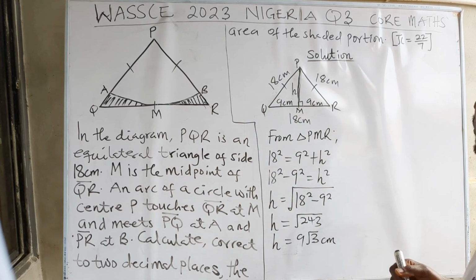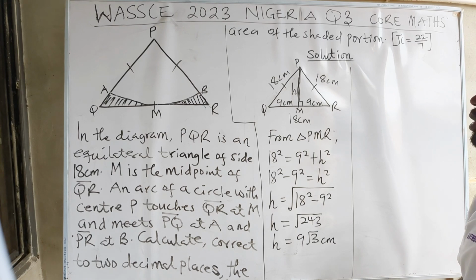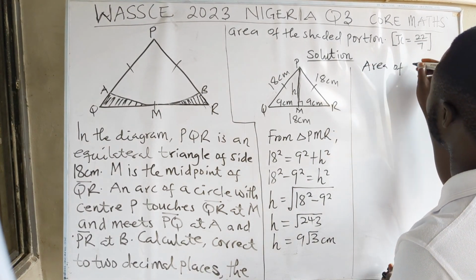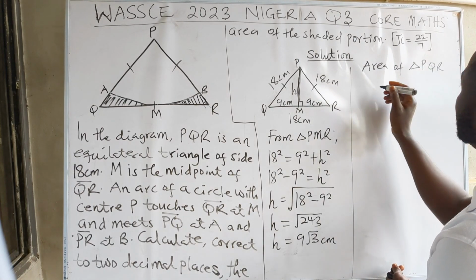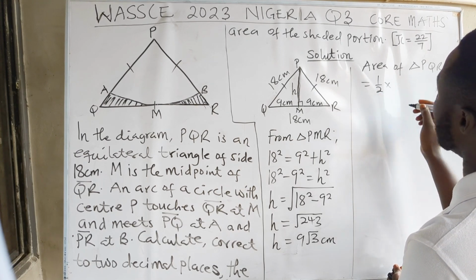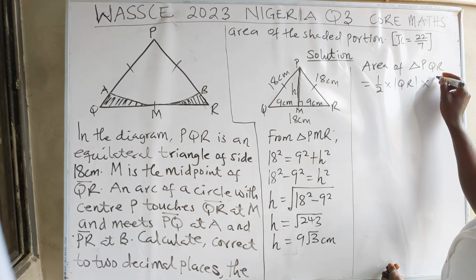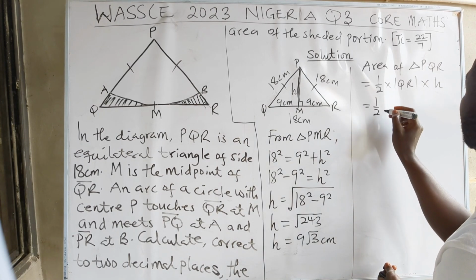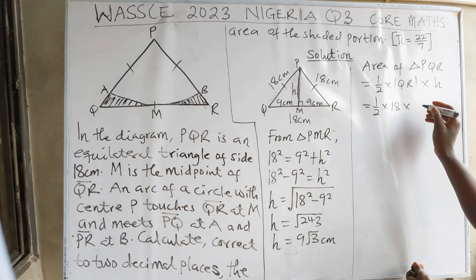Alright. Then now, I think we can find the area of the triangle PQR, which is half times the base. What is our base? QR, times our h, which is the height. So this is our base and this is our height.